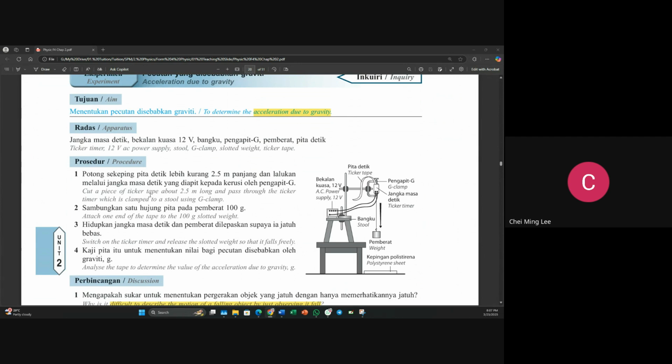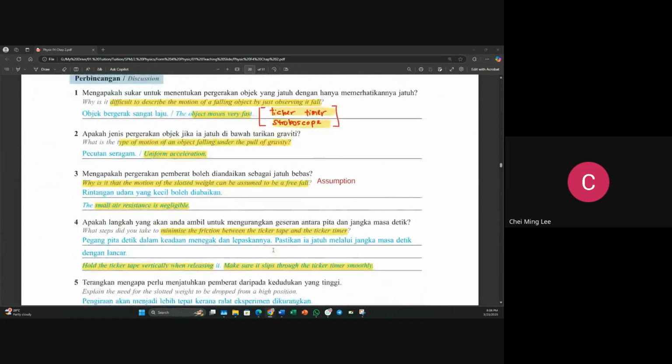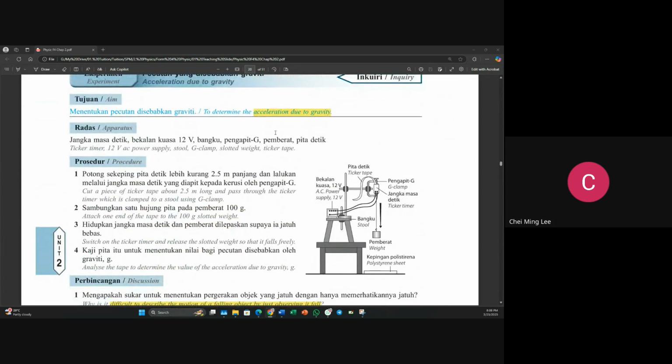We cut a piece of ticker tape about 2.5 meter long and pass it through the ticker timer, which is clamped to a stool using the G clamp. Then we attach one end of the tape to the 100-gram slotted weight. Then we switch on the ticker timer and release the slotted weight so that it falls freely. Then we analyze the tape. Now make this your title for the experiment and draw this. Like I said, no need to draw too detailed. This is only for you to understand.